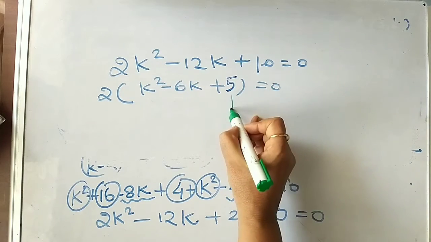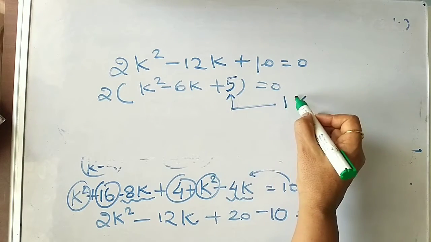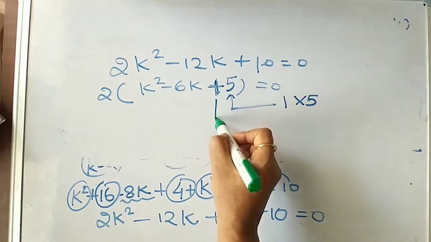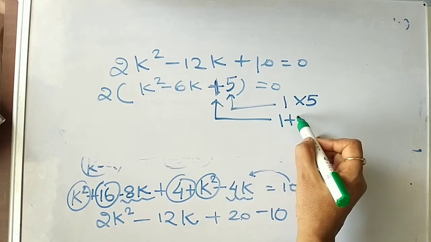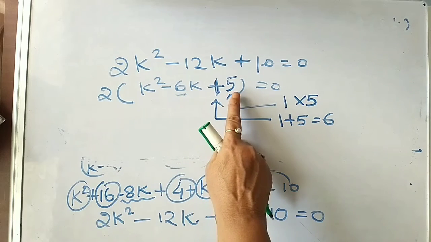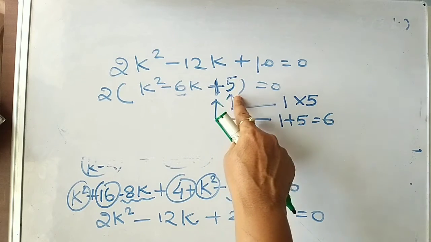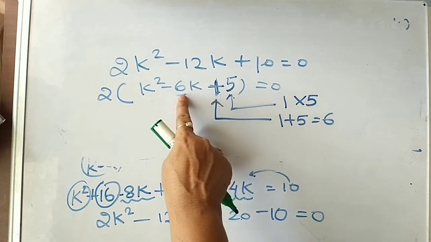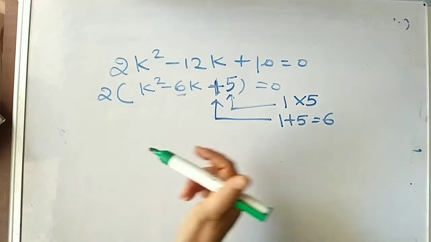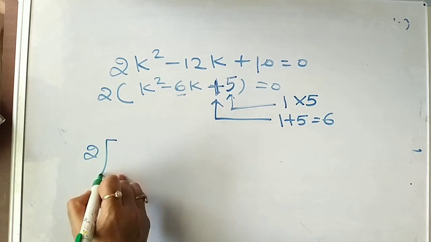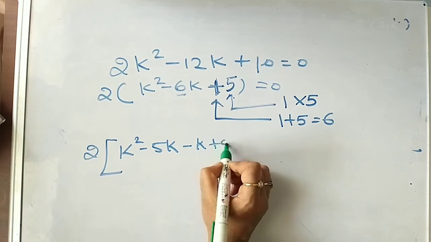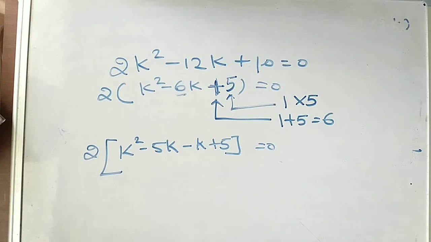Factorization, if you remember guys, I have to factorize 5. So I can take 1 into 5. Why? Because this sign is plus, and 1 plus 5 is 6, which is the middle term. So for factorization, we factorize the last term in such a way that the sum should be 6, which I am getting here. So I am using 1 and 5. The 2 stays as it is. Here I am using k square minus 5k minus k plus 5 is equal to 0.